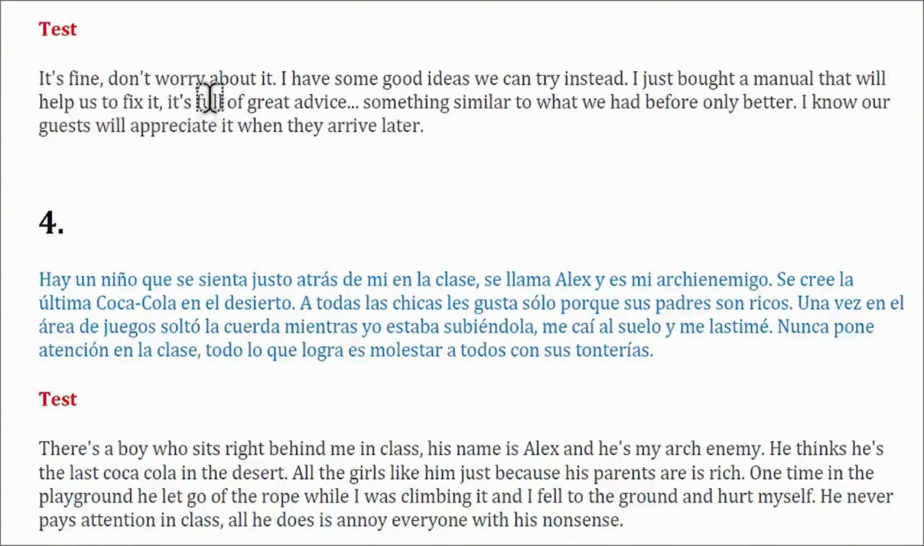Está lleno de consejos buenos. Algo parecido a lo que teníamos antes, solo mejor. Sé que nuestros invitados van a apreciarlo cuando lleguen más tarde.